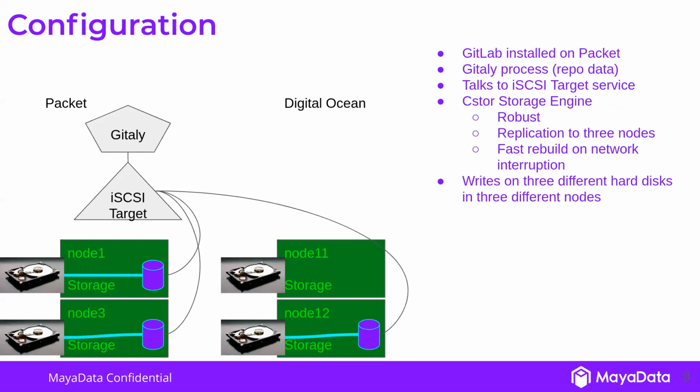And then Gitaly will use iSCSI to talk to an iSCSI target that will push writes down into the storage on 3 of these 4 different nodes. And so you can see in this diagram, I have lines drawn to storage locations in node 1, node 3, and node 12. And that matches up to where the storage is on the cluster itself. And of course, this is ultimately persisted on SSD storage.